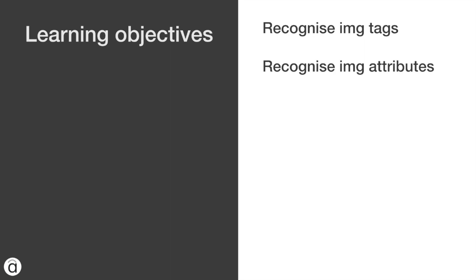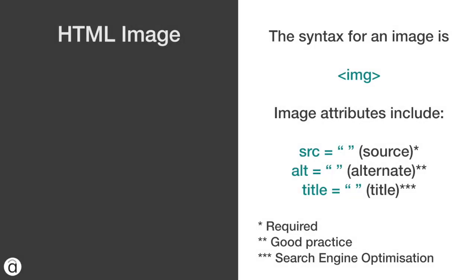Okay, so I'm going to show you some real world examples and we're going to do some coding and play with images. So learning objectives this time: recognize image tags and recognize image attributes, and more will be covered very shortly. So what is an image tag?